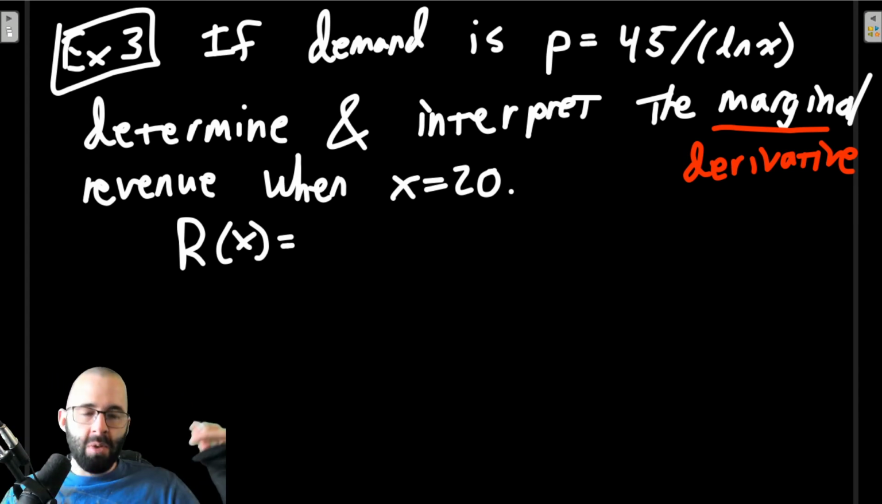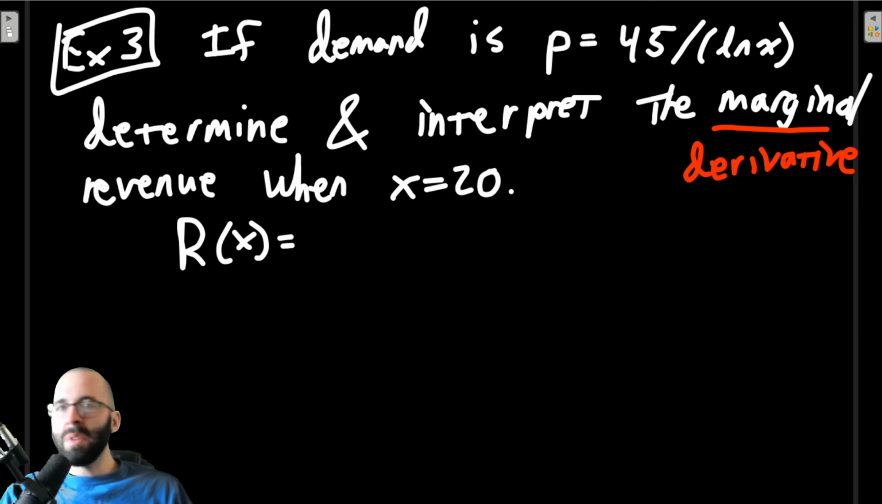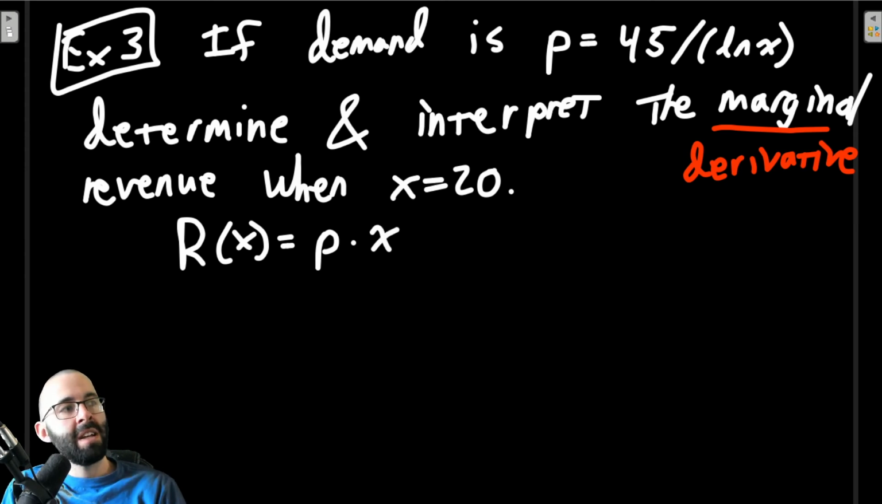Okay? So the revenue, if I'm selling 20 balloons for $3 each, I make $60. Just multiply. What's the price? How many am I selling? Revenue is always the price times number sold, xP.